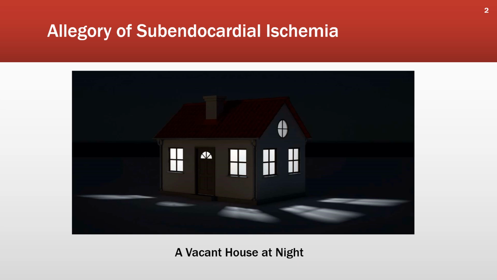So how should you report such ischemia? This is what I would say if I saw, for instance, ST depression in leads V4 through V6. I would say there's subendocardial ischemia present, indicated by ST depression in leads V4 through V6. But I would not call it anterolateral ischemia.